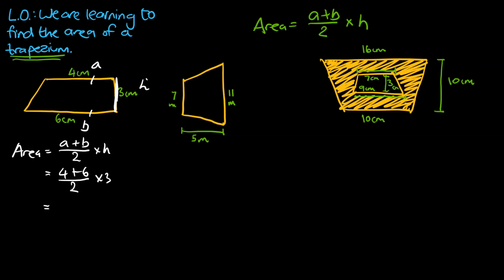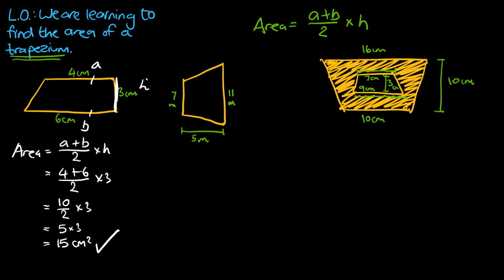We're then going to add the 6 and 4 together. So that's going to become 10 divided by 2. We're going to multiply that by 3. That there is going to become 5 times 3. And we're going to finish up. That's going to be 15 centimeters squared. So hopefully that makes sense, and hopefully you understood where that came from. So we're going to move on to our second one.